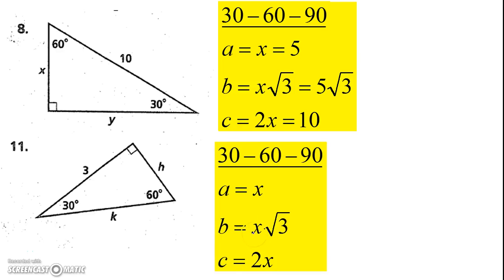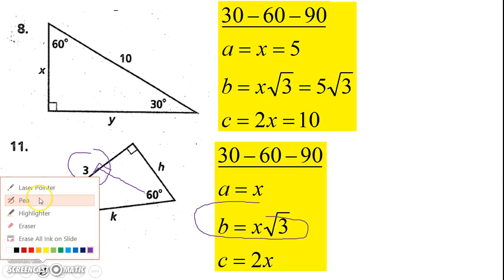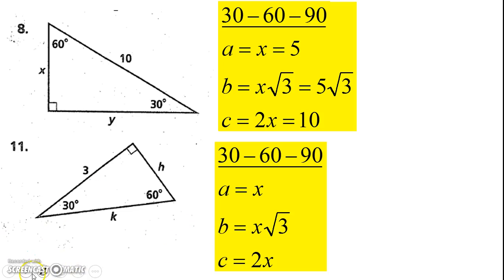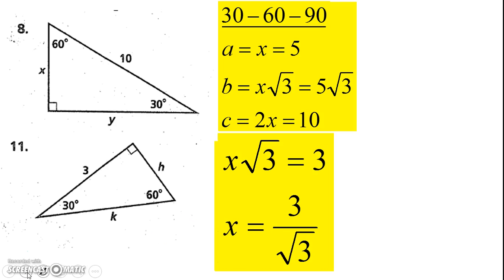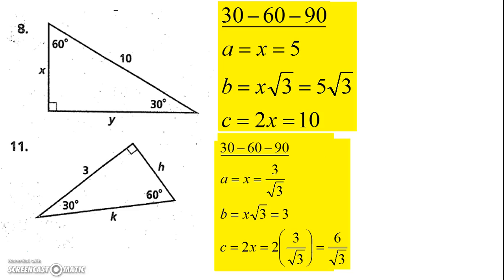Alright, so we were on number 11. I know the video stopped, so hopefully you got to the second part. And we have a 30, 60, 90, but this time we have B because it's across from the 60 degrees, so it's going to be right here. And what we have to realize here is that it's going to take a little bit of work to solve for x. So we're going to do that. And what we do is we say that x root 3 equals 3. And then just like in our drill, we're going to divide both sides by root 3 and solve. And we get 3 over root 3. And you can leave it that way. That's fine. I know it looks a little strange, but it's good. And then 2 times that would be 6 over root 3.